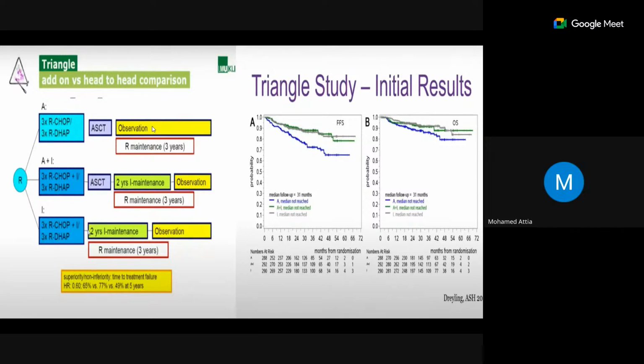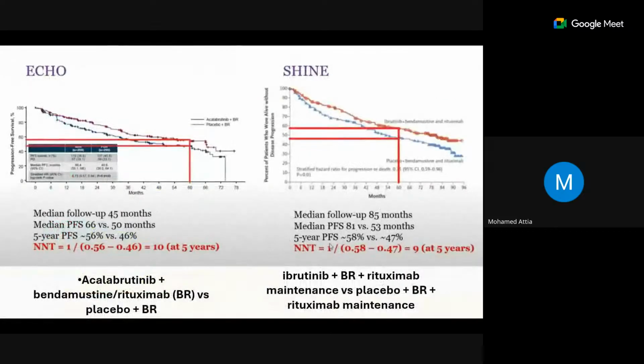So the TRIANGLE trial gives a very important answer. Is the frontline use of BTK inhibitors with the chemotherapy good? Yes, it is good. Can it replace the transplant if it is used in maintenance? Yes, it can replace the transplant if used in maintenance. Another two important trials are the use of acalabrutinib and ibrutinib with the BR, the bendamustine rituximab, followed by maintenance, and adding ibrutinib is good.